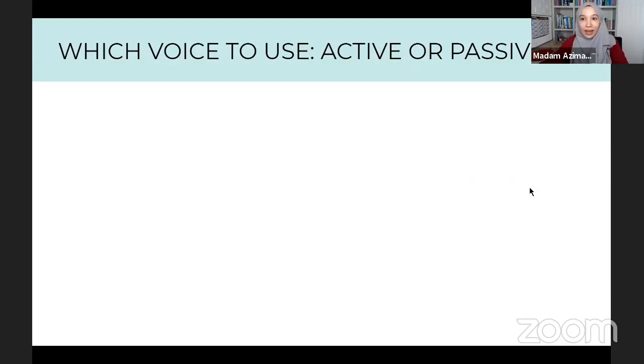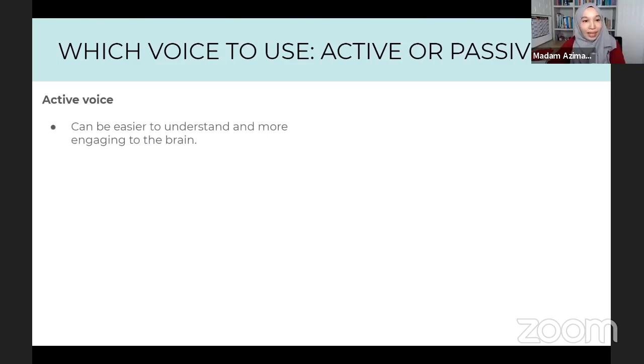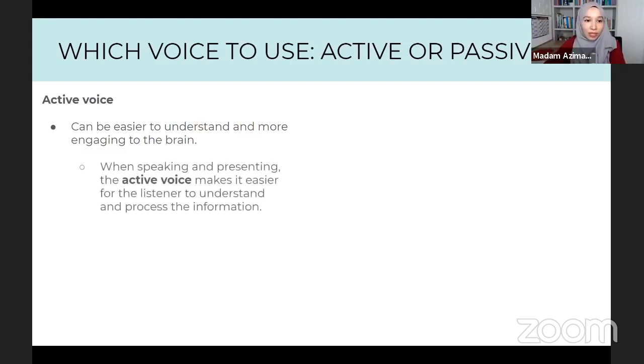Which voice, active or passive? Okay, so let's take a look at what people say about using the active voice. Active voice can be easier to understand. It's more engaging to the brain. It's easier for us, especially if you and I are speaking. I prefer that you use the active voice as a listener. It's easier for me to process because the active voice just makes it easier for the listener to understand and process, right? So it's different from writing.